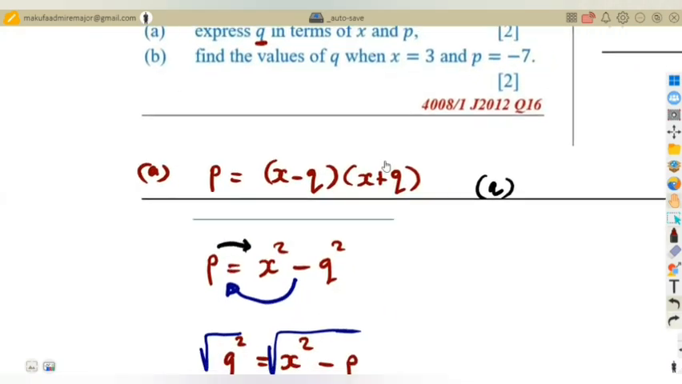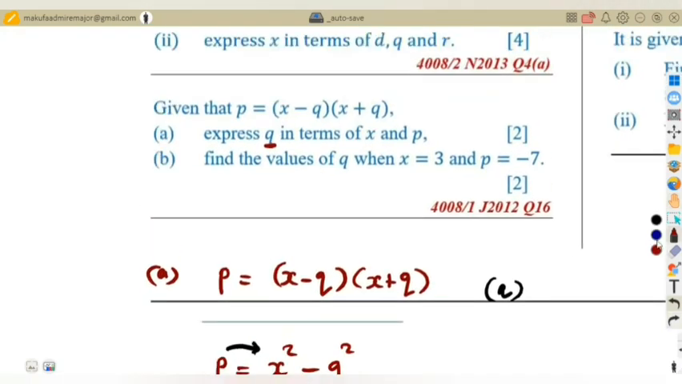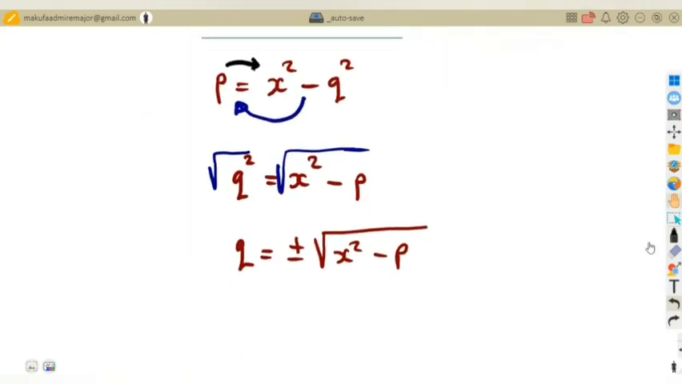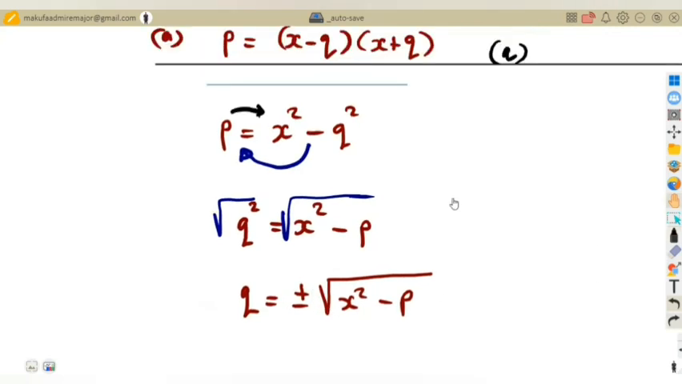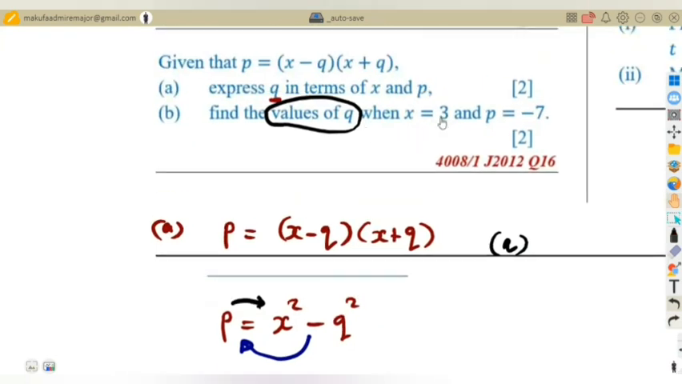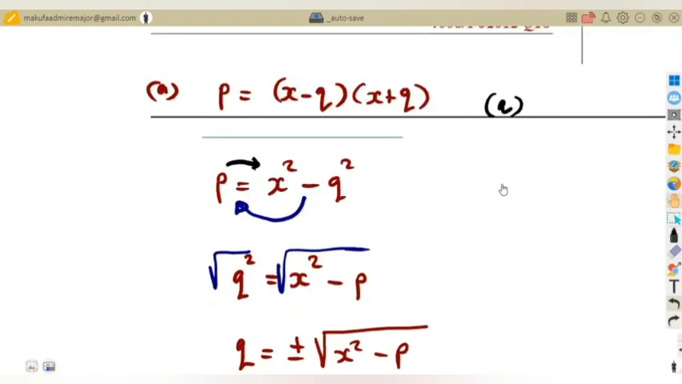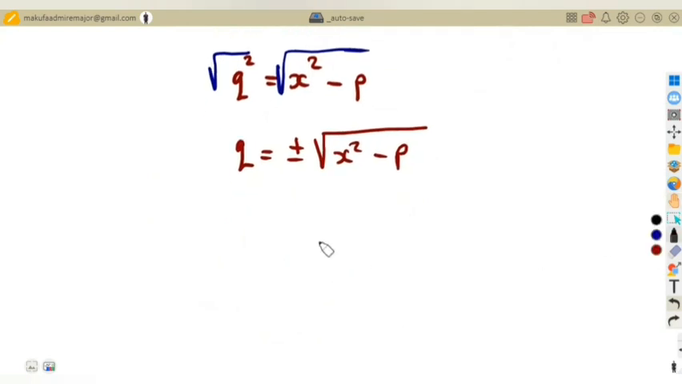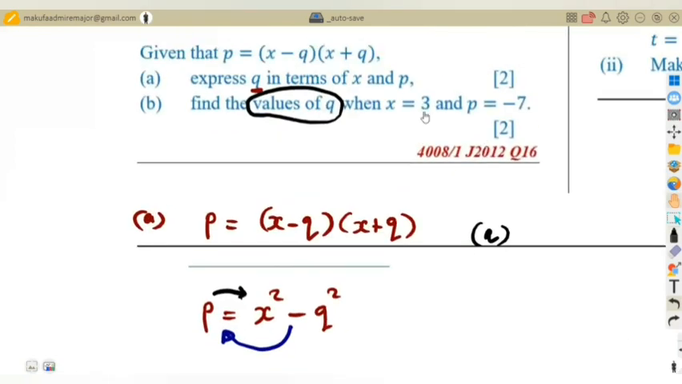Then now take note what they are saying here, because they know that q is representing not one value. They are saying find the values of q. You see now that part, because they know that you are dealing with a square root. So your answers, they are supposed to be 2, plus or minus. So now they are saying find the values of q if x is 3 and p is -7. So x is 3. So this one is just going to be a substitution. Q is equal to plus or minus the square root of x squared. Remember, our x here is 3.